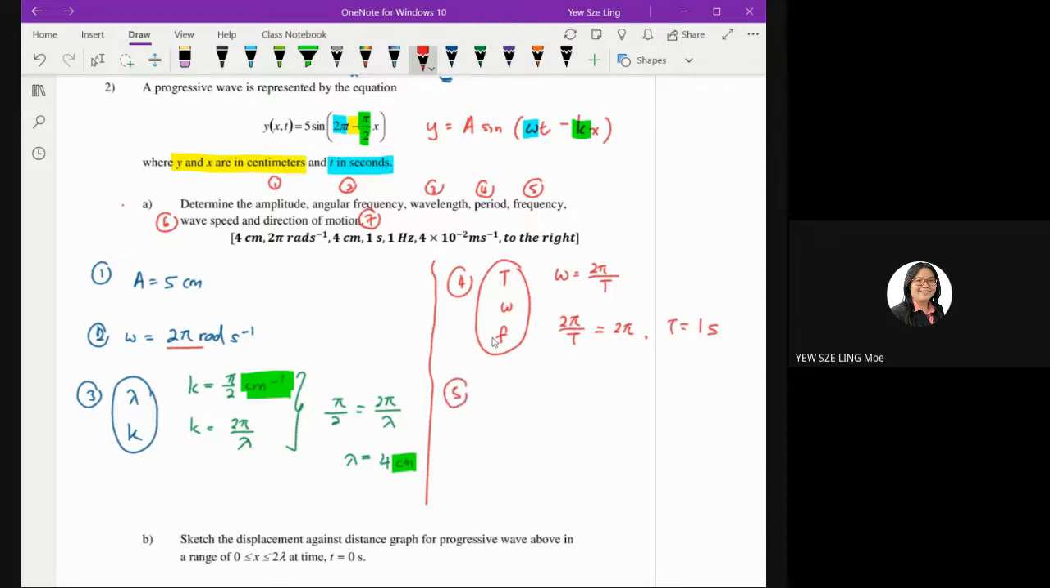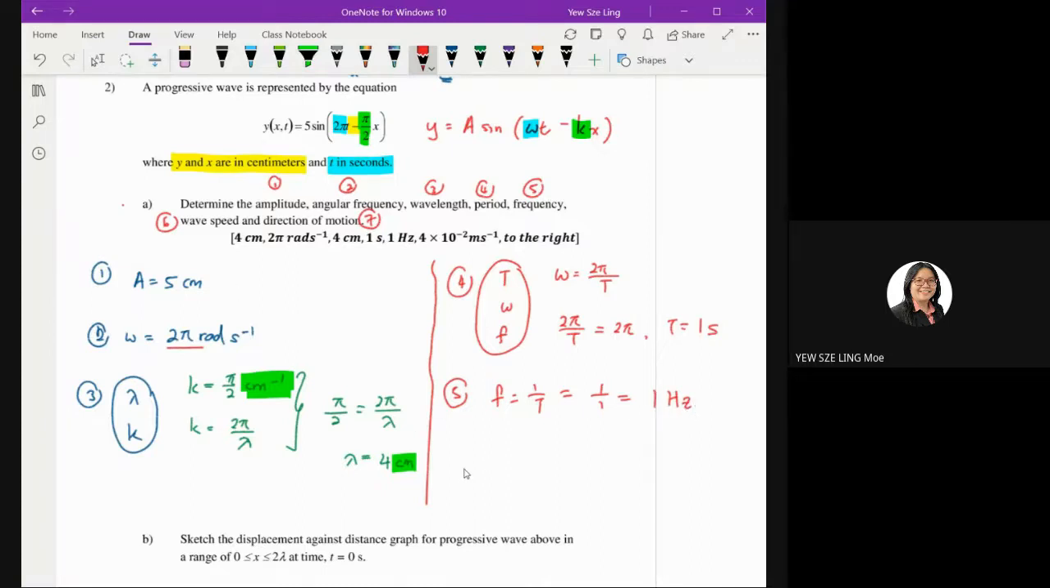And then question number 5, frequency. So T, omega, and F are one family. You want to calculate frequency? Well, the easiest way is to use F equals 1 over T, which is equal to 1 over 1, which is equal to 1 hertz. Okay, 1 hertz. So very simple.